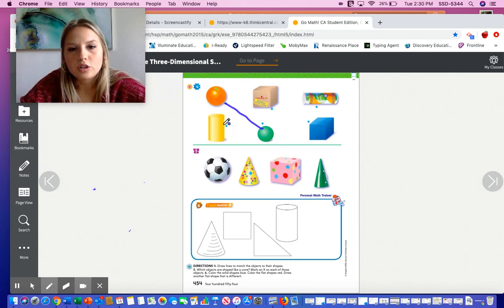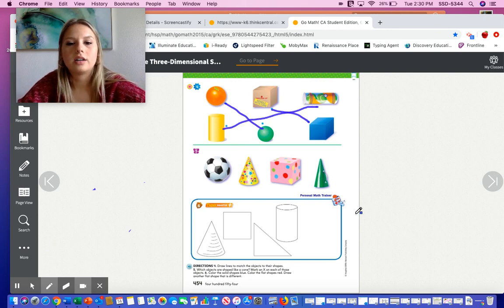Does the box match with a cylinder? Is the box a sphere? Or is it a cube? Put your pencil on the dot. Let's match it. Where does it go? Should go to the cube. What about this carton with 2 flat surfaces on the side? Is that a cube? Is that a sphere or is that a cylinder? Put your pencil on the blue dot. Where does it go? It's a cylinder. Very good.